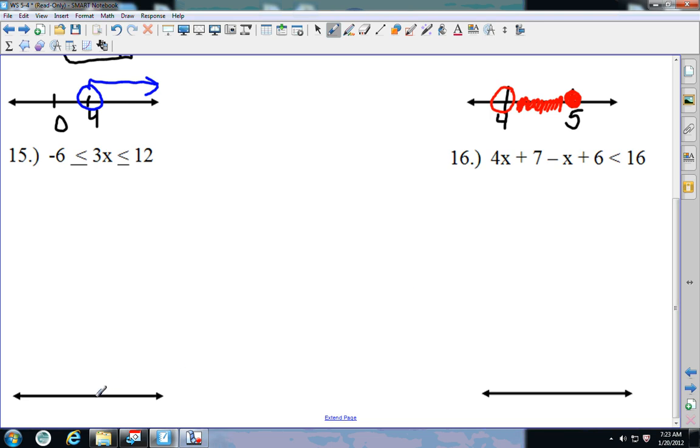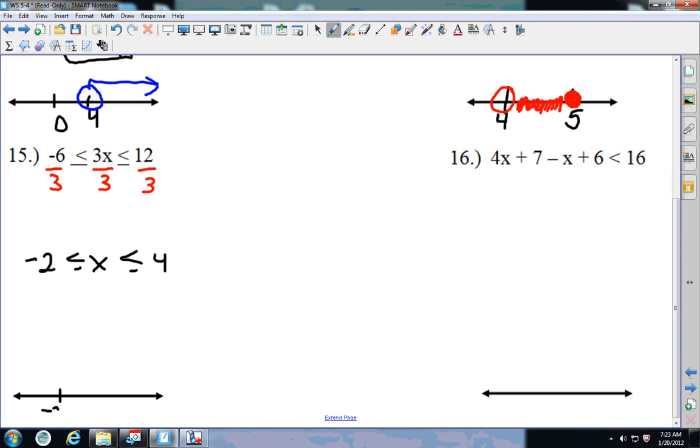There's the next two. Right here we have the same type of compound inequality. Pause that video and see if you know how to do it. Right here what I'm going to do, it has a 3 in front of the x. So I'm going to divide everything by 3. And I get negative 2 less than or equal to x less than or equal to 4.